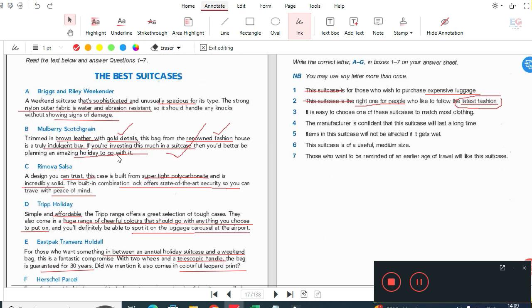MCQ is very easy, but trust me, you need more practice, you need more experience, you have to be very familiar with the passages, the nature of the passage, what an introduction means, every sort of thing. If you need more help, I'm ready to help you.